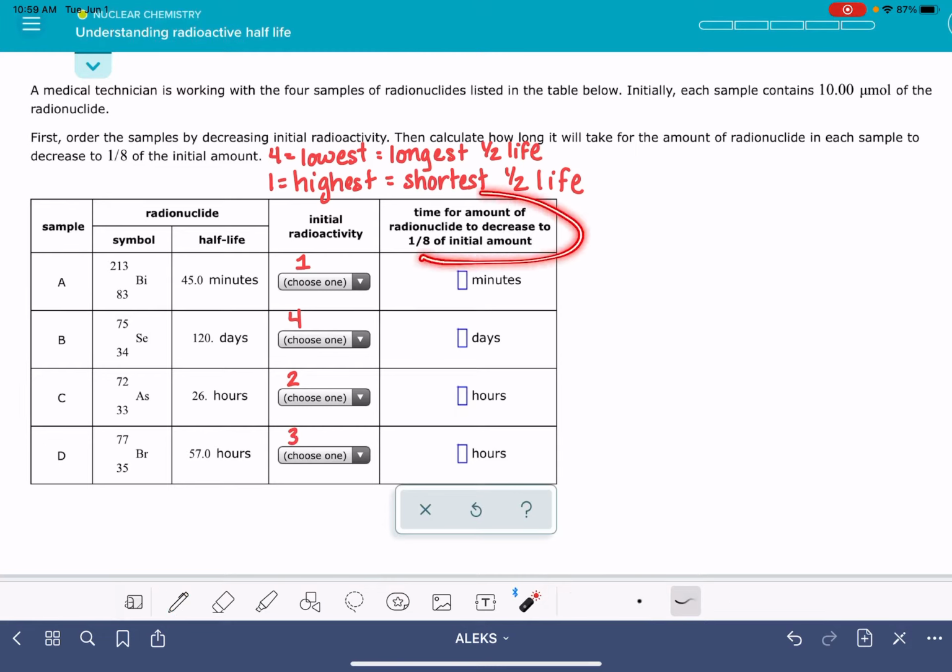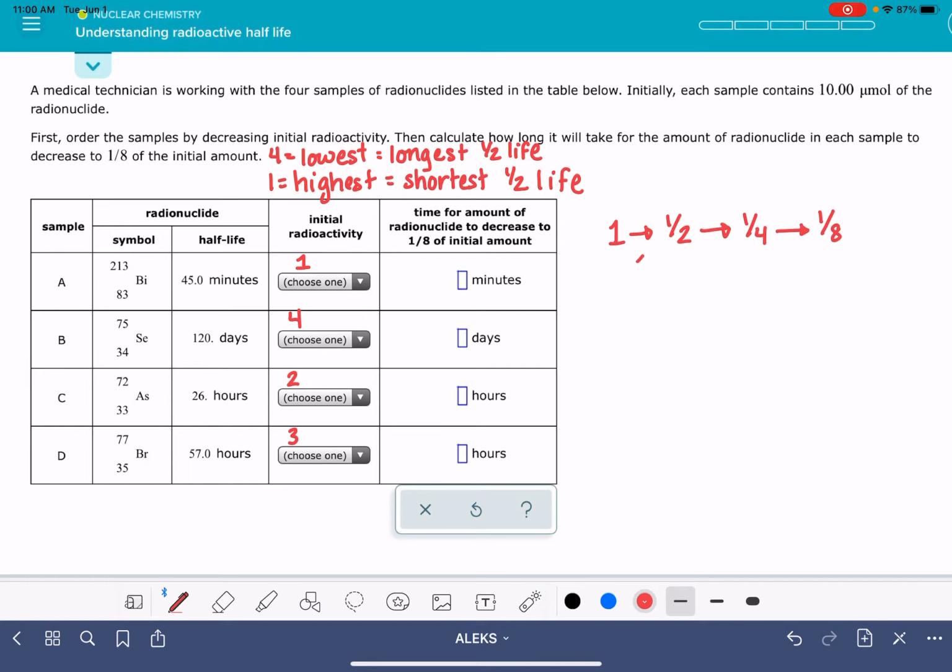And then over here, this is asking us to figure out how much time it's going to take for this sample to decrease to 1/8 of the initial amount. Remember, after 1 half-life, we've gone down to 1/2 of the initial amount. After a second half-life, that cuts in half again, so that takes us down to 1/4. And after a third half-life, that takes us down to 1/8.